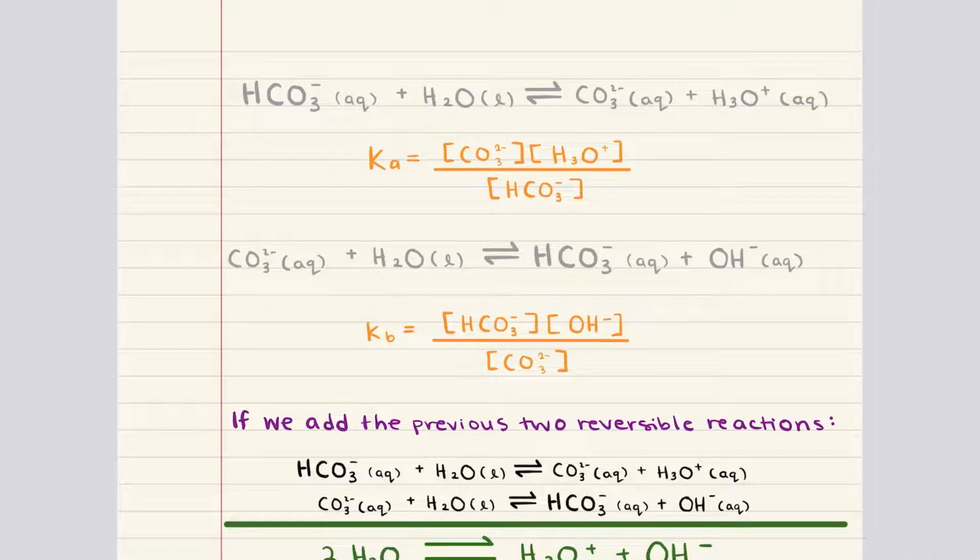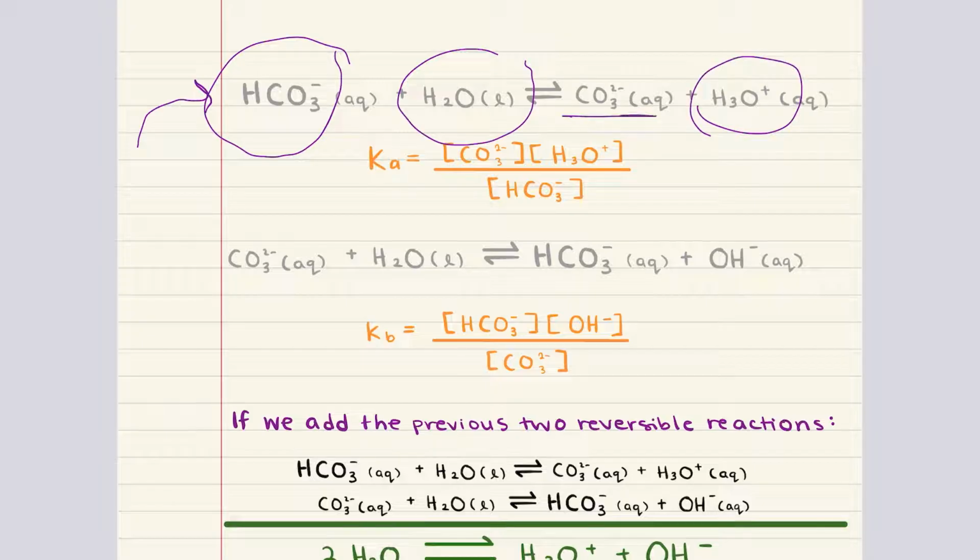The same is true for a weak base and its conjugate acid. So we can take a look at this example right here. We have an acid reacting with water. The acid donates its proton to water. We have hydronium ions, and then we have our conjugate base. We can write the acid dissociation constant for this reaction.